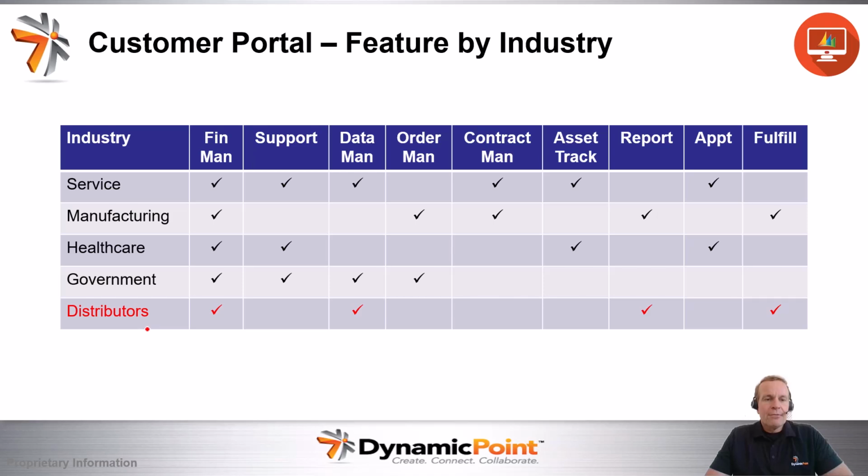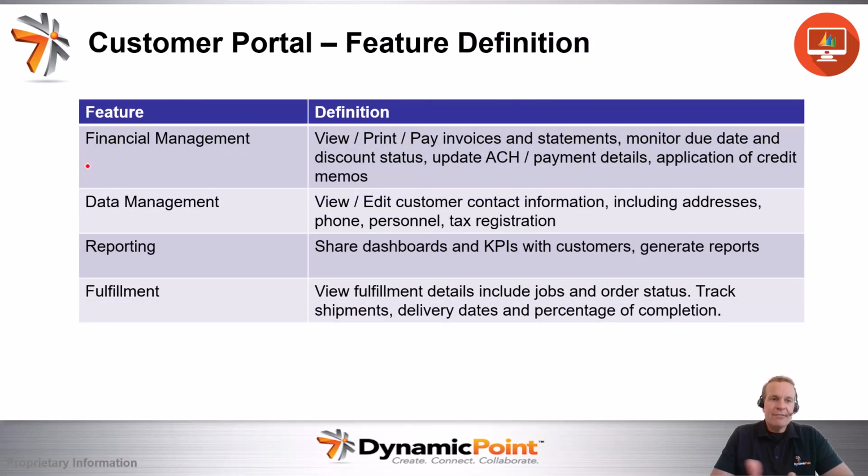So today we're looking at the customer portal amongst distributors, or the distribution industry. Here are the features that we found to be the most popular: financial management, data management, reporting, and fulfillment. Does that mean they could use any of these features? Of course, like I already said, the answer is yes, but these are the most popular features for this industry. Now, your next question is, what does each of these mean? We're going to go into a definition of each of them.